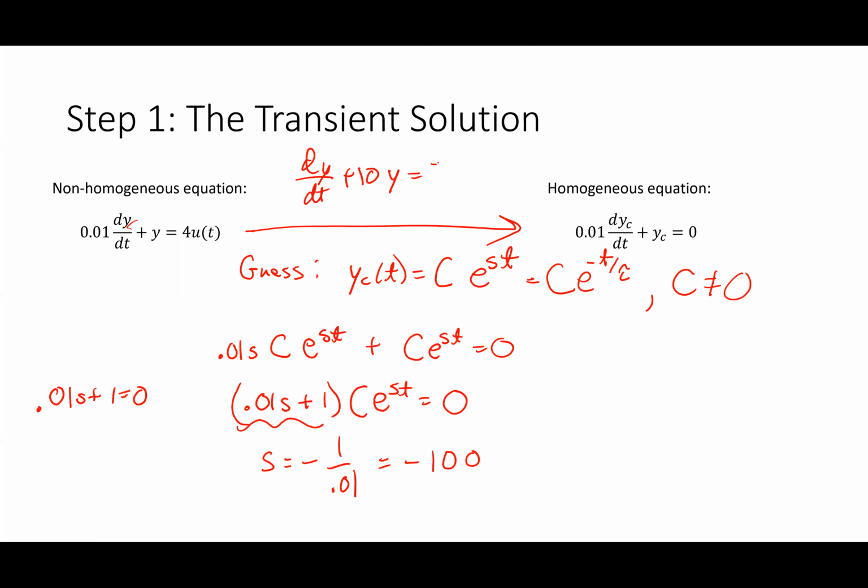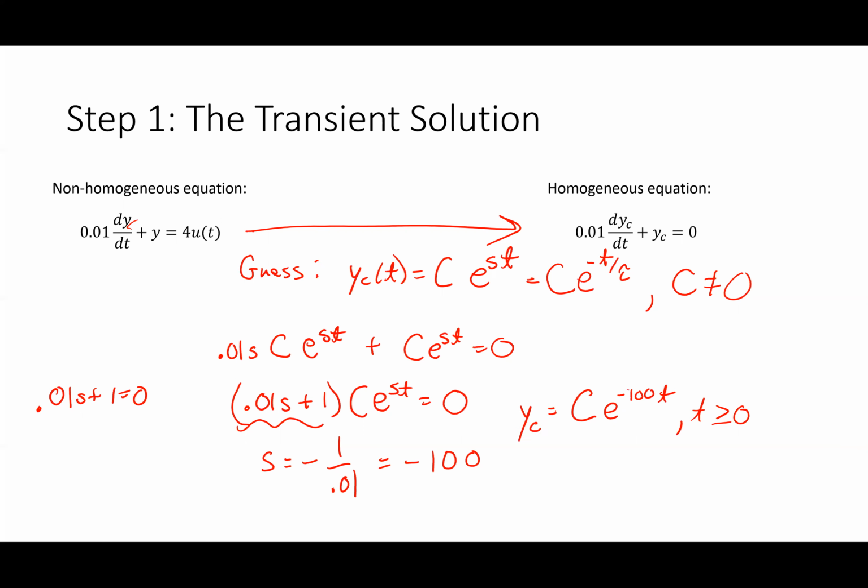Hopefully what I did there shouldn't look too bad. At this point, I don't know what the whole transient is. I just know that the transient is c e to the -100t, and technically I know it for t greater than or equal to 0. This is my y sub c. I don't know c yet, and I can't get c until I've got my total solution.